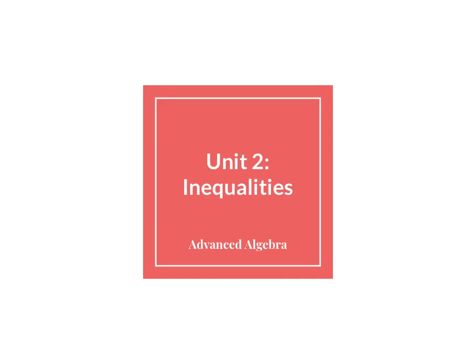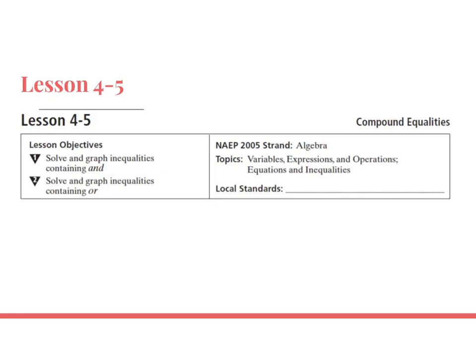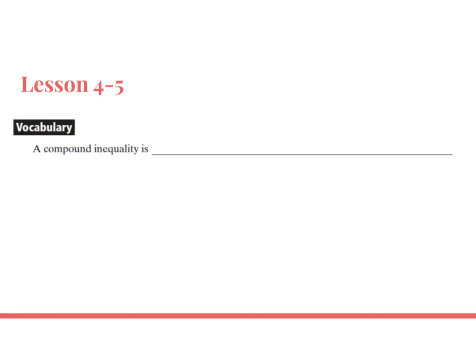Welcome to the second Unit 2 Inequalities. In this lesson, we'll be looking at compound inequalities. These are inequalities that are joined by the words either and or. And you'll understand what I mean by that after seeing a few examples.